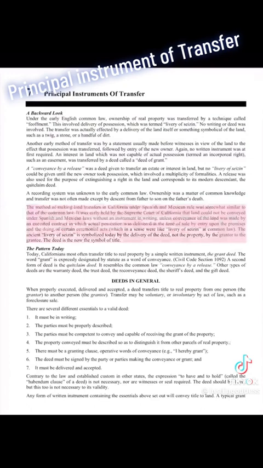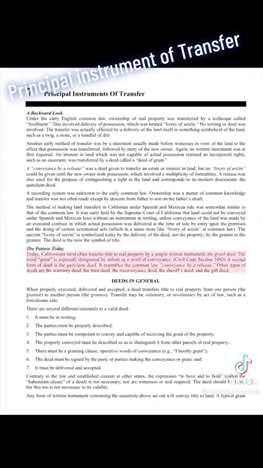It was early held by the Supreme Court of California that land could not be conveyed under Spanish and Mexican laws without an instrument in writing, unless conveyance of the land was made by an executed contract in which possession was delivered at the time of sale by entry upon the premises and the doing of certain ceremonial acts, which in a sense were like livery of seisin at common law. The ancient livery of seisin is symbolized today by the delivery of the deed, not the property, by the grantor to the grantee. The deed is now the symbol of title.